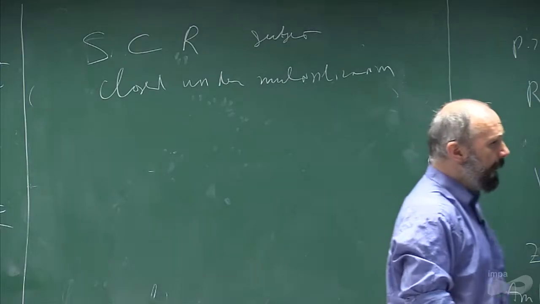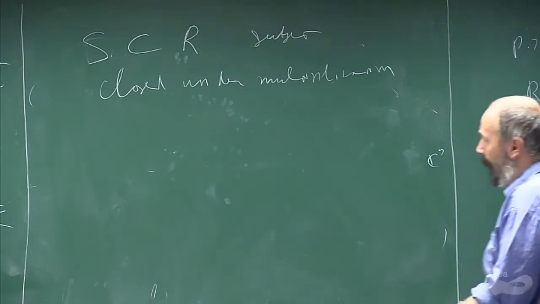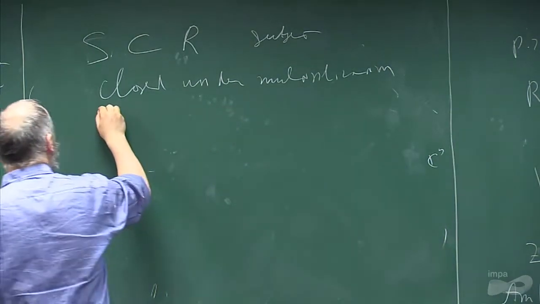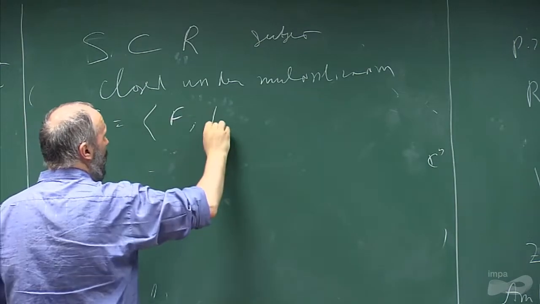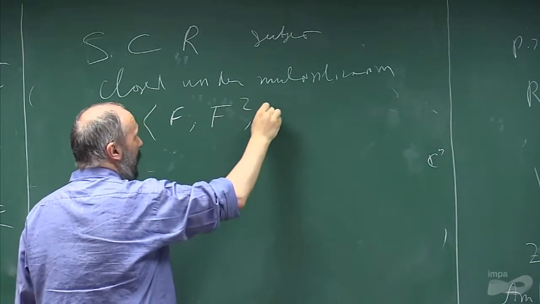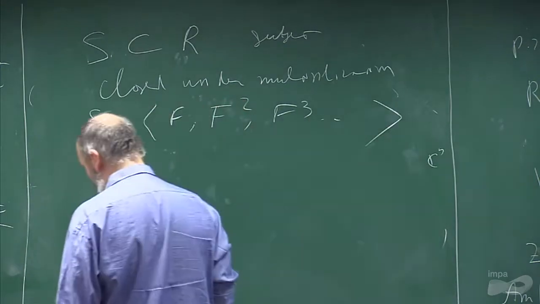I think in here I use only localization. I mean, S is just, for instance, S is F, F squared, F third, and so on. This is an example of S.